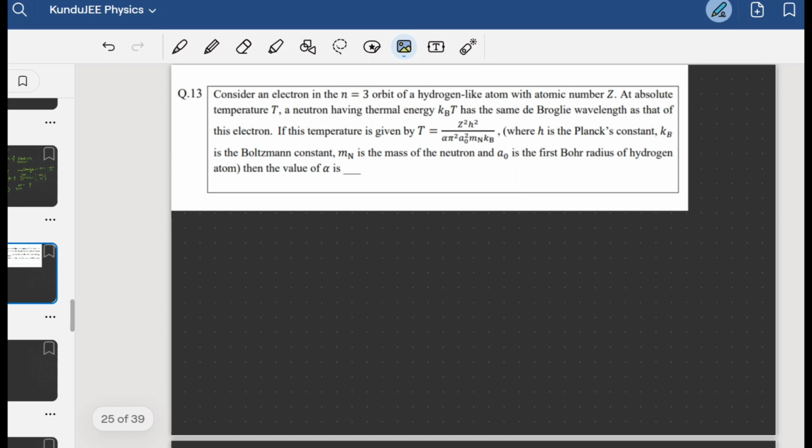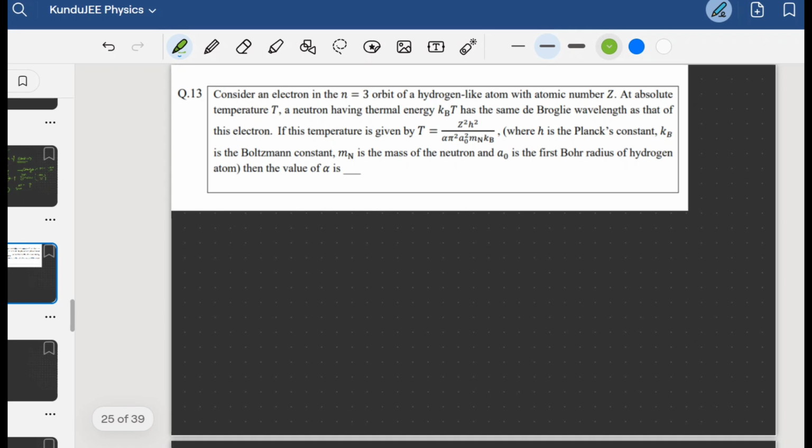Let us see question number 13. Consider an electron in n equal to 3 orbit of a hydrogen-like atom with atomic number Z. At absolute temperature T, a neutron having thermal energy Kb into T has the same de Broglie wavelength as that of this electron. If this temperature is given by T equal to this expression, where A0 is the first Bohr radius of hydrogen atom and Mn is the mass of the neutron, then the value of alpha we have to find out.